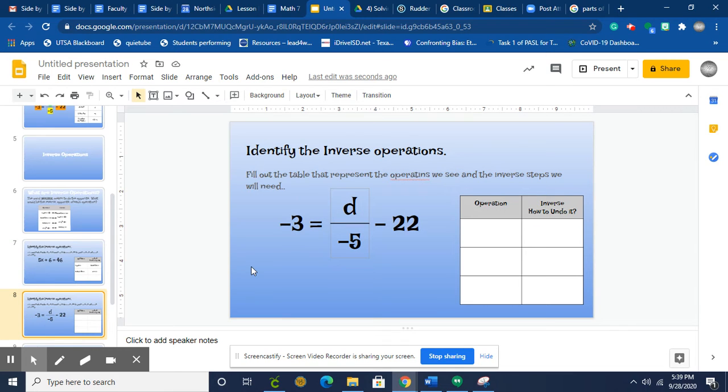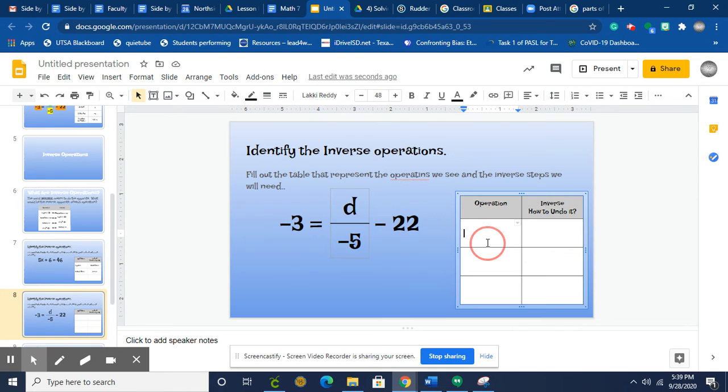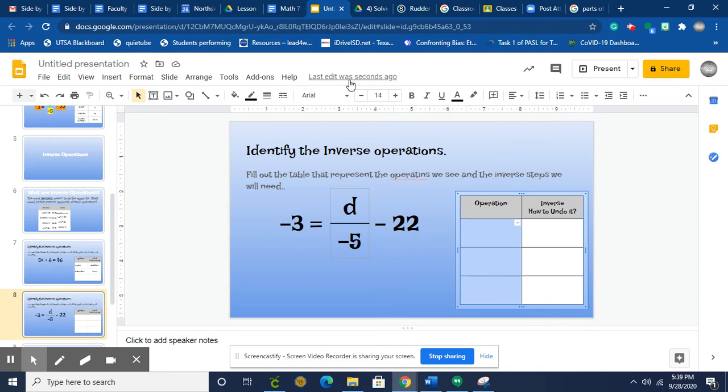So, another example here. What operations do we see? So I see a variable of the letter D. I see a coefficient of -5. I see a constant of -22 and a constant of -3. So I'm going to look at, okay, so I see this minus 22, right? And so in other words, minus is also saying I'm going to subtract, right? I see a subtraction of 22.